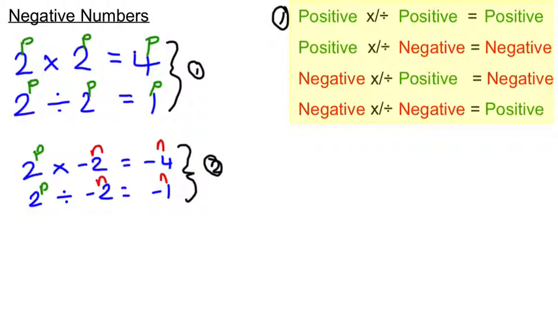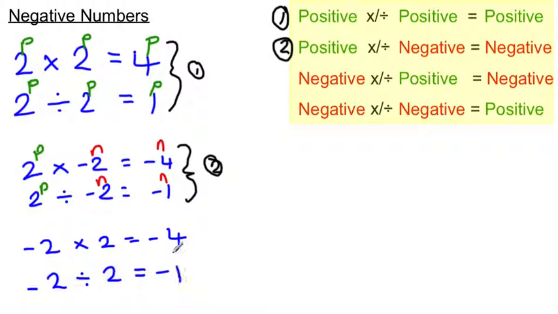We now have the third rule to look at. The third rule states that a negative times by a positive is a negative, so it's basically the same as the second one, except the other way around. So if you were to have negative 2 times by 2, that would equal negative 4, and negative 2 divided by 2 would then end up equaling negative 1.